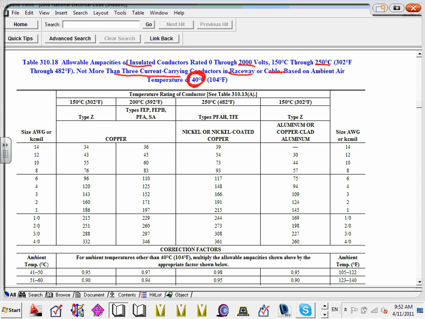Every ambient temperature that we have is based on 30, except one or two cables based on 40. Very hot. Everybody knows what a 40 Celsius is? That's hot. Okay, so let's see how it works.